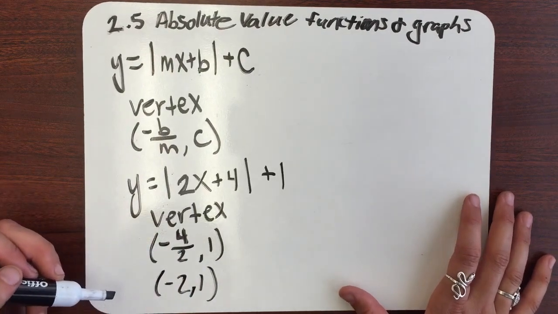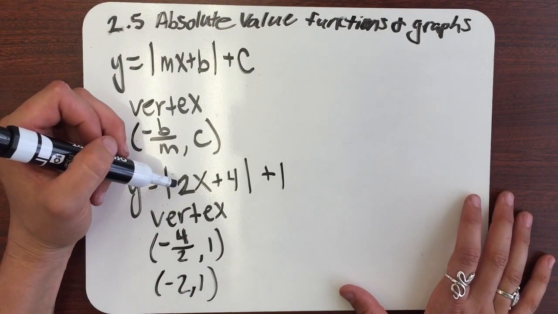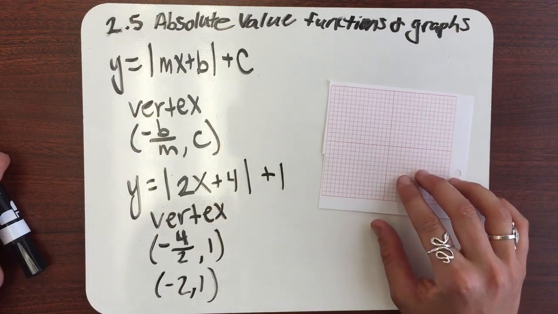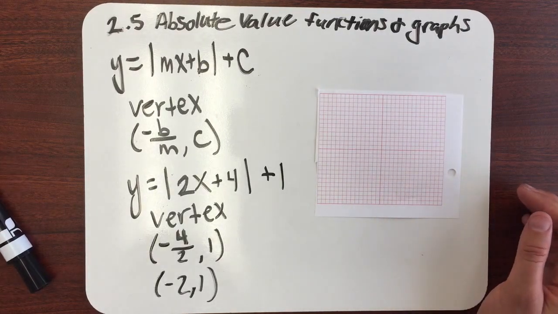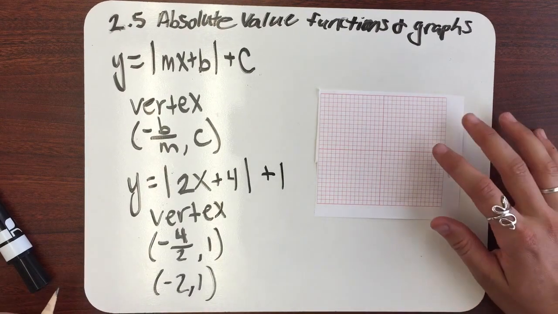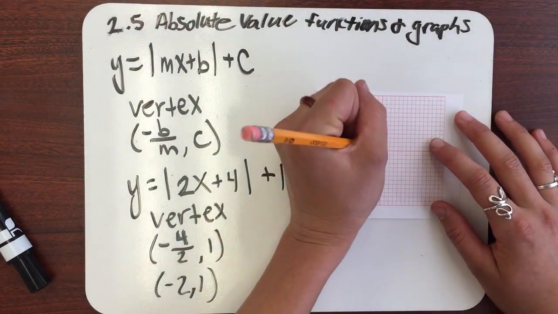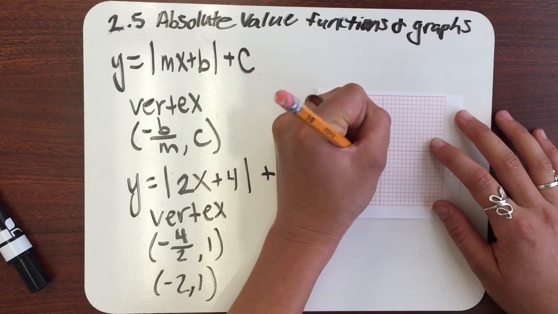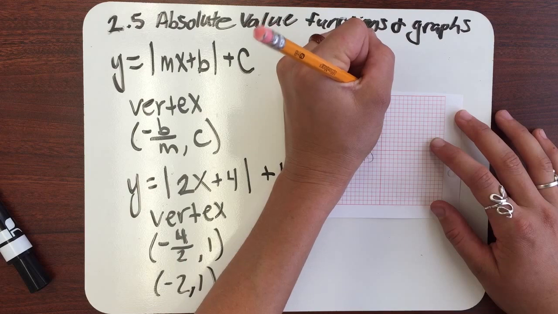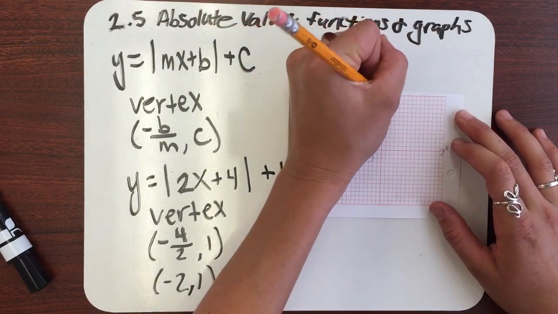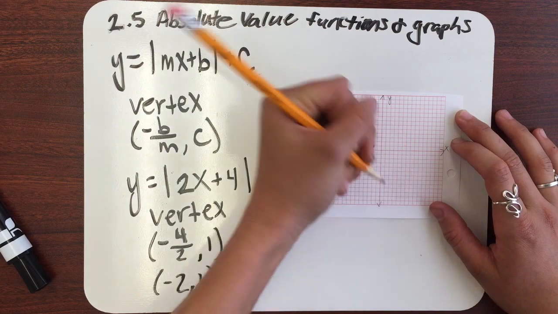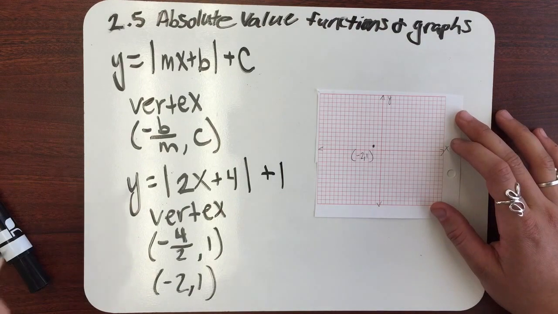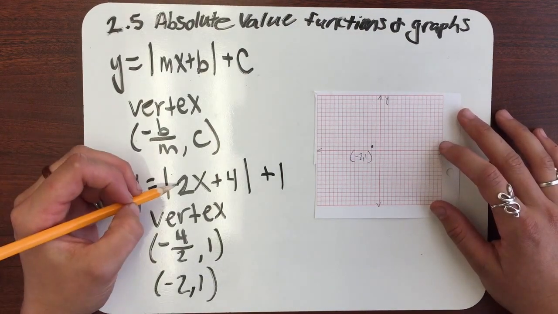So we're going to plot this, and then we'll use our slope, which is 2, to find other points. We're going to plot negative 2, 1. Negative 2, 1 is right here, and we can label it negative 2, 1. If you change your units, make sure you make that clear on your grid, saying what the units are going up by. So now we're going to use our slope of 2.